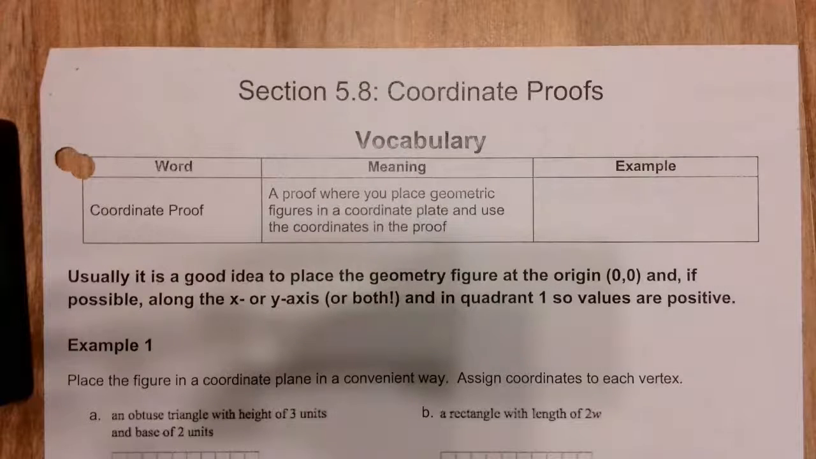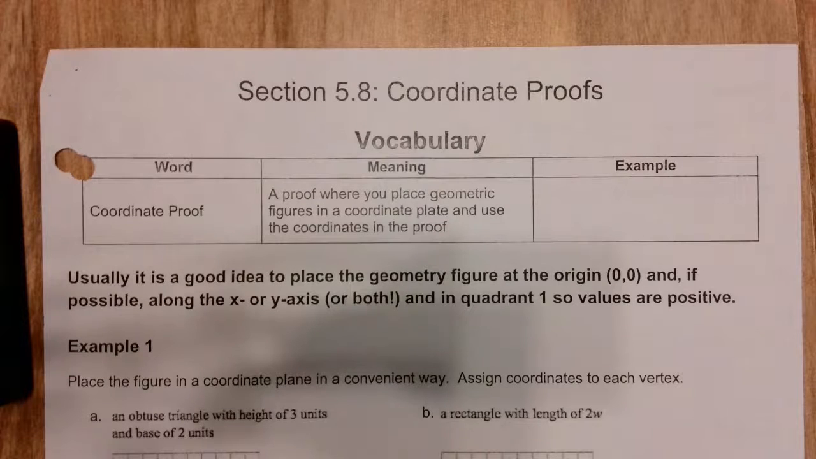For section 5.8, coordinate proofs, we're just doing part of the coordinate proofs. We're not going to do full proofs. We're just going to explain and say what we would do if we were to do it. So the first thing is, what is a coordinate proof?